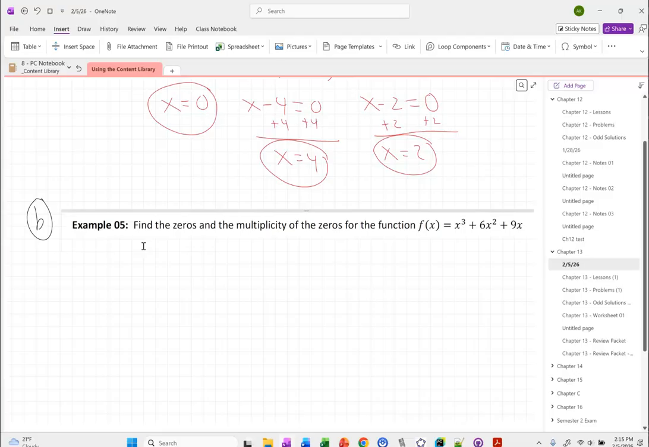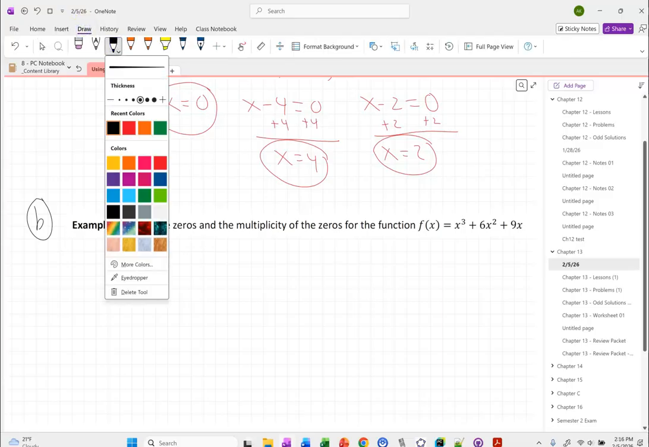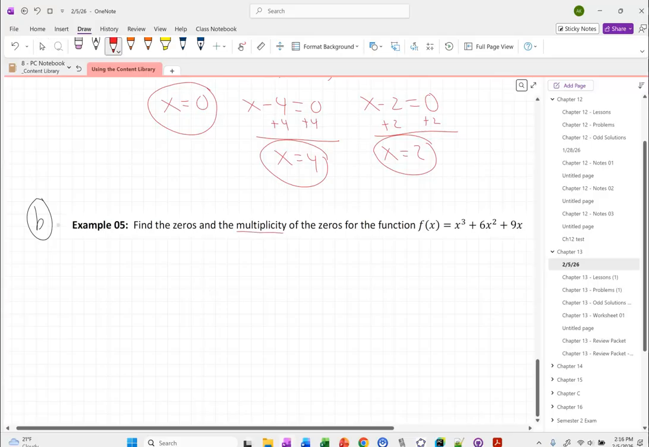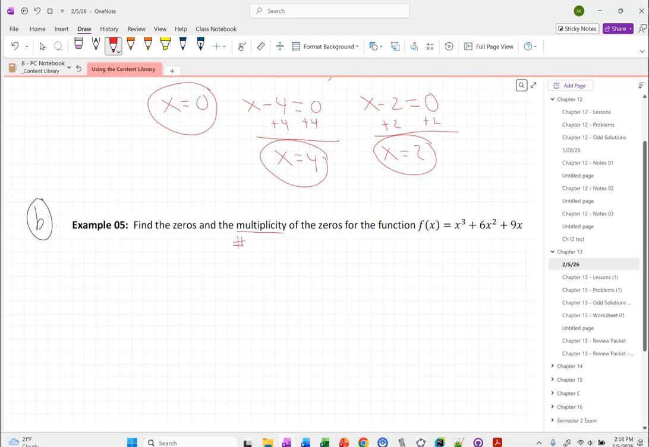The directions here are just a tad different. It says find the zeros and the multiplicity of the zeros for the function. When you see the term multiplicity, do you remember what this means? It's just the number of times the solution occurs.